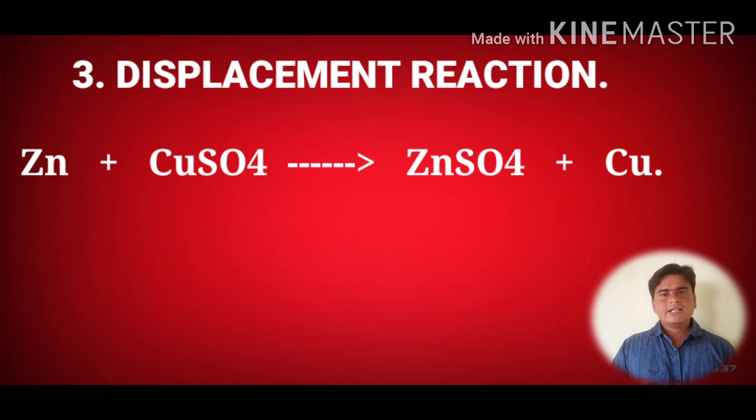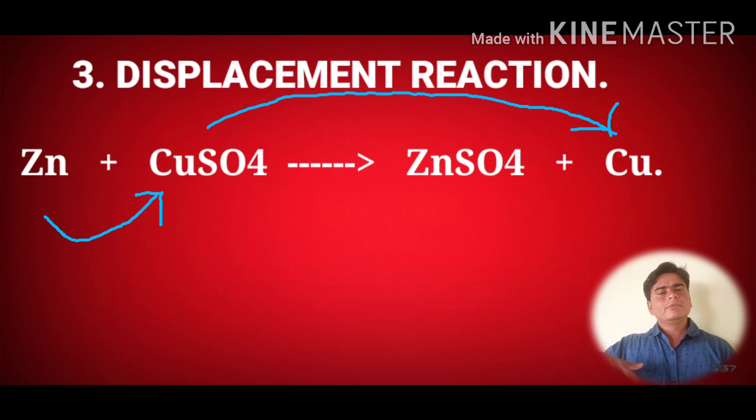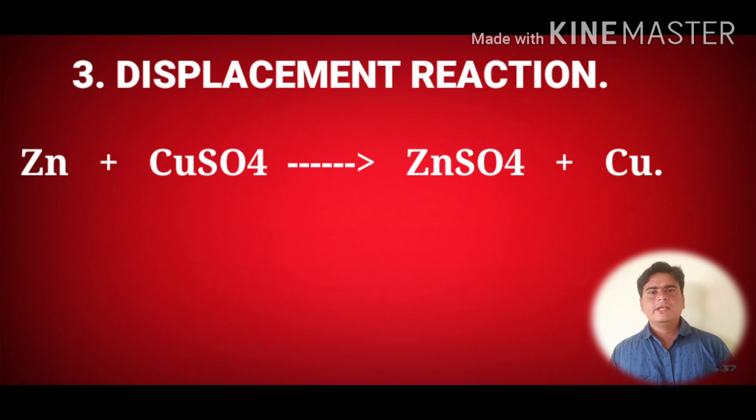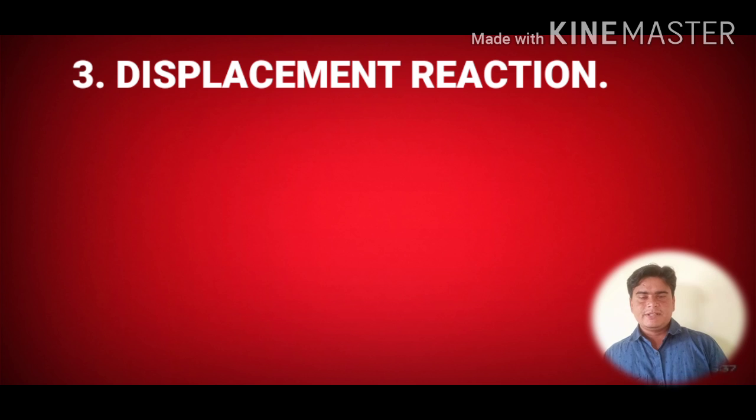So Zn when it reacts with copper sulfate, copper gets replaced by the highly reactive metal, that is Zn. Copper is a low reactive metal, so it gets separated from the product. So we get ZnSO4 plus Cu. This is the displacement reaction.